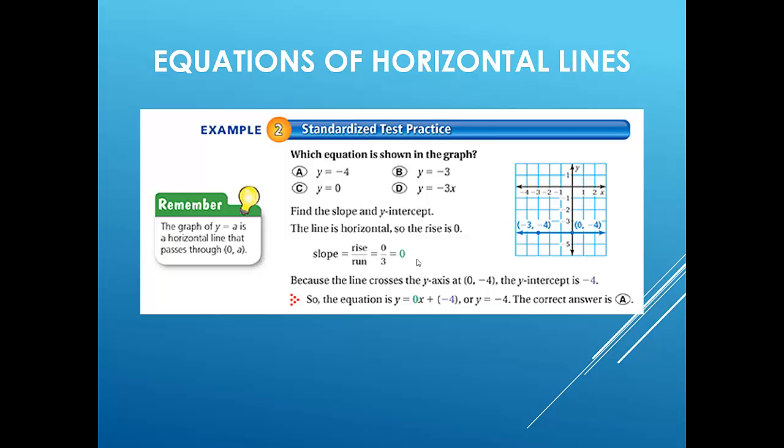The line crosses the y-axis at (0, -4). So the y-intercept is negative 4. So our equation is y equals 0x plus -4, which would be the same thing as saying y equals -4. So our answer is A, y equals -4.